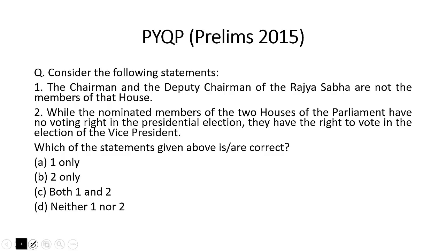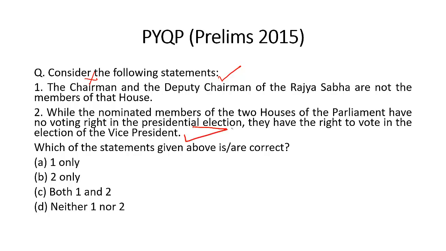The chairman and deputy chairman of Rajya Sabha are not the members of the House. Chairman is not the member of the Rajya Sabha, but deputy chairman is. While the nominated members of two houses of the parliament have no voting right in the presidential election, they have the right to vote in the election of the vice president.